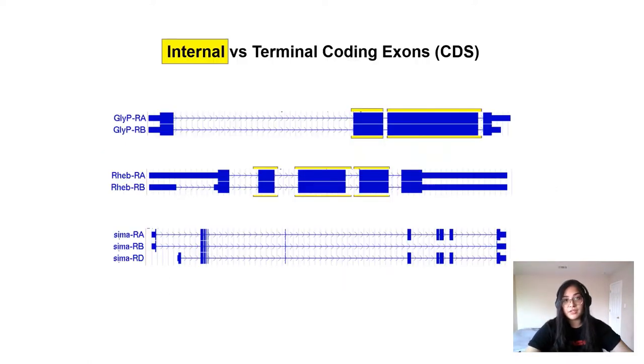Usually, your internal coding exons are going to span a larger genomic region than your terminal coding exons, but sometimes that's not always the case. Looking at the example for the gene SEMA, we can see that there are many smaller internal coding exons. So this is a perfect example of when you would use the Small Exon Finder.